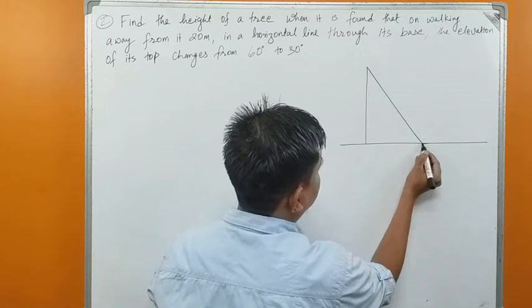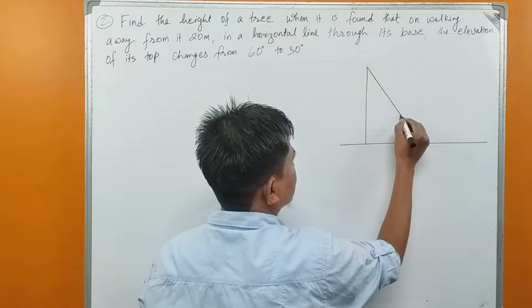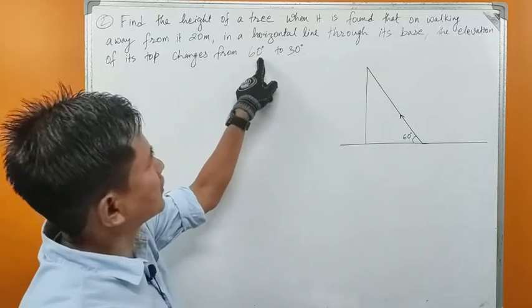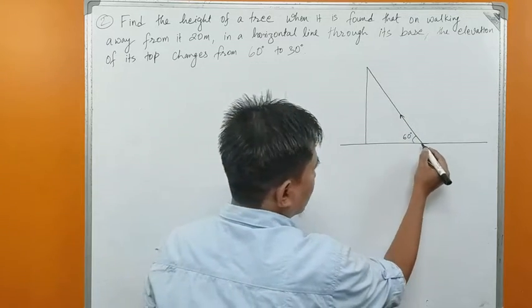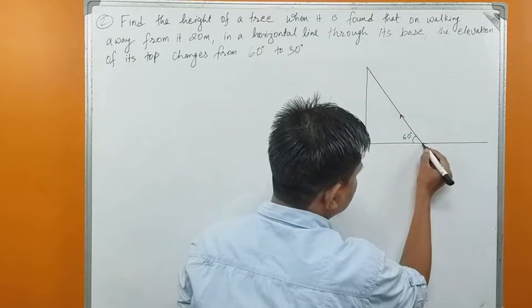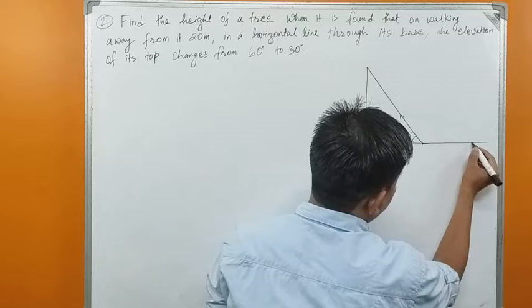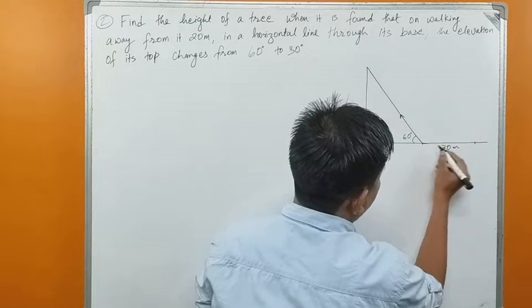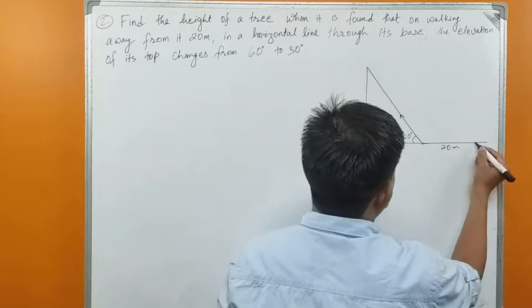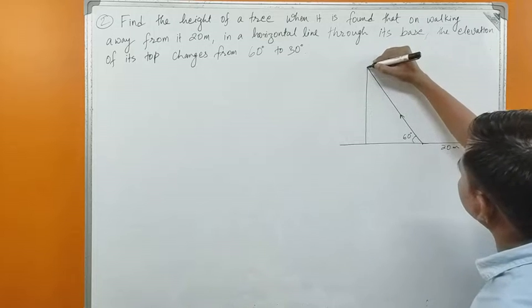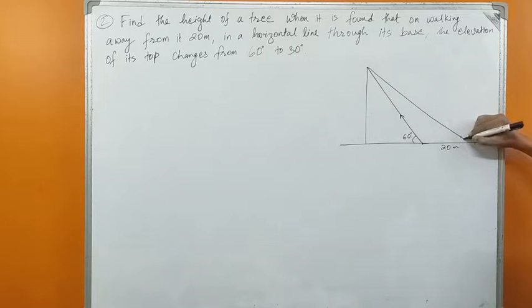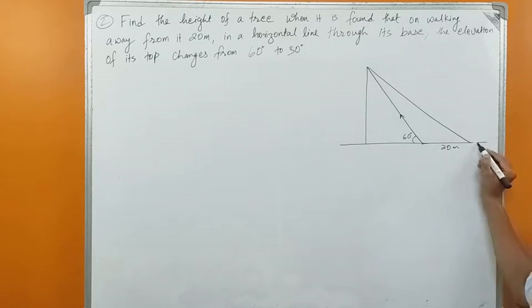When observed from this point, the angle of elevation of the top of the tree is 60 degrees. This is given to us, 60 degrees. Now, if you move 20 meters away along this horizontal line, suppose from this point, and observe the top of the tree again, at this time the angle of elevation is changed to 30 degrees. Let me write this point here. This is 30 degrees.